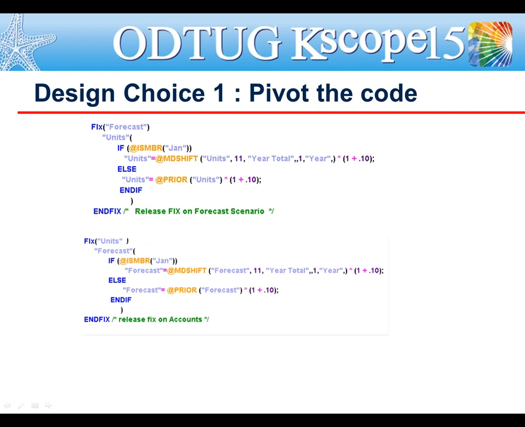Now, here's a slightly different set of code. If you notice, I've what I call pivoted the code so that forecast is now on the left side of the equation and units is in the fix. Now, this is exactly the same scope. It's exactly the same intersection. It doesn't matter whether it's forecast units or units forecast. So this calculates the same set of cells. But it's got one advantage. That is, it will create the blocks.